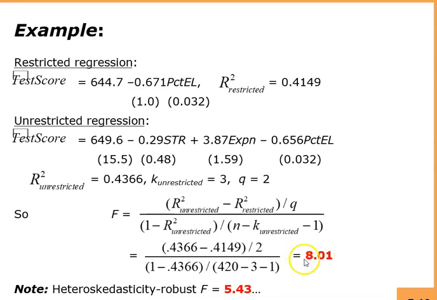If you compare this F-stat with the heteroskedasticity robust F-stat, the heteroskedasticity robust F-stat is a much lower value for the same hypothesis, for the same null hypothesis. It will be 5.43, but when we compare it to the homoskedasticity only F-stat, this one is a higher number than the heteroskedasticity one.